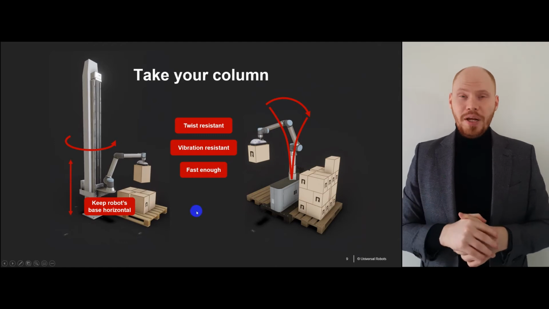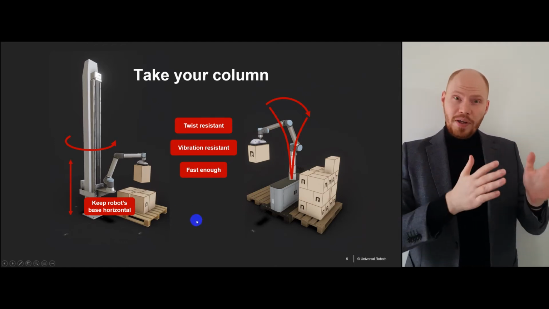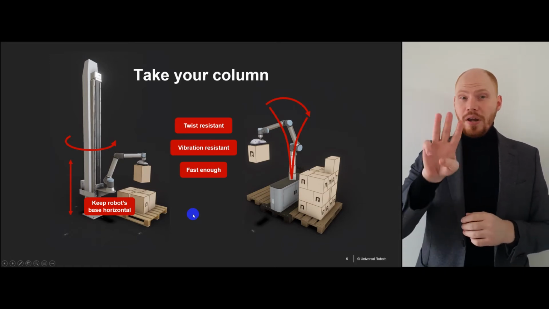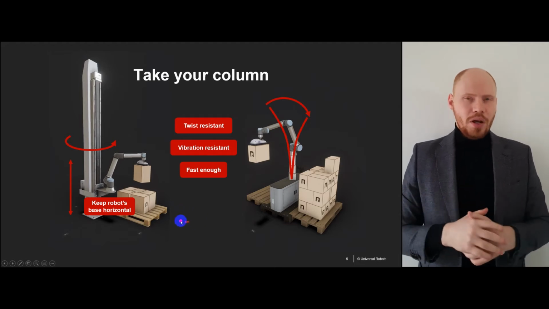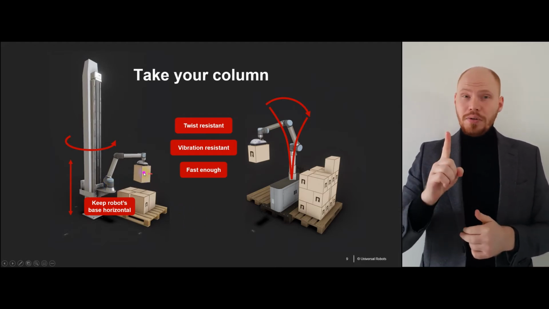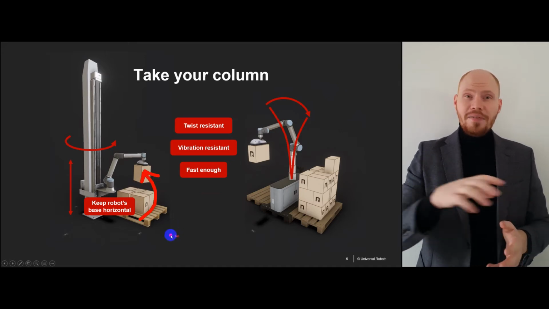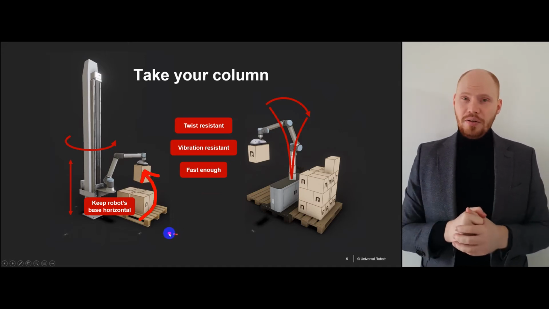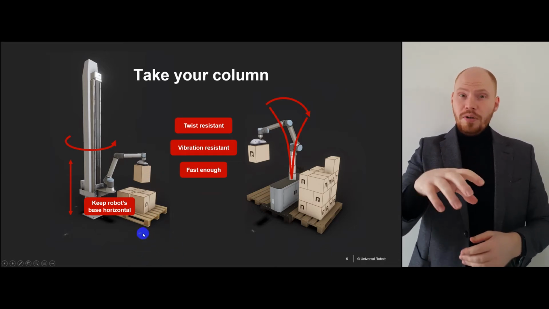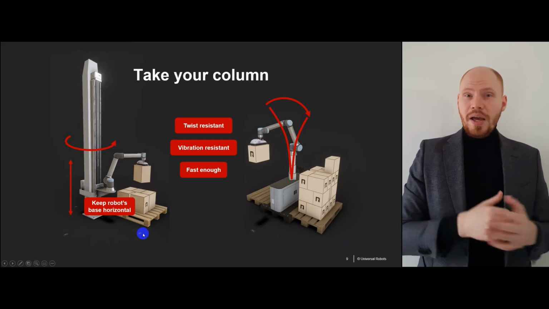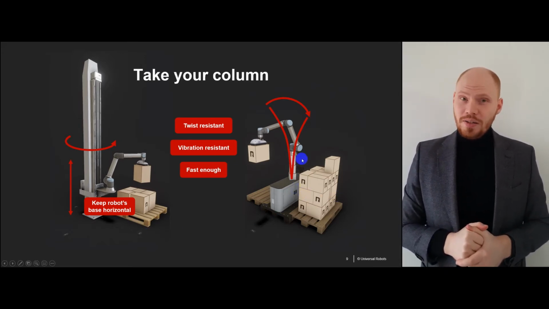Let's talk about the column now. Apart from geometry, which we covered on the previous slides, you are looking for 3 additional characteristics. These are important for rail and telescopic columns alike. First is twist resistance. This is important as your robot basically is a giant lever with a massive box at the end. Every time your robot starts or finishes a movement from a conveyor to the pallet, inertia will twist the column. Physics is heartless.